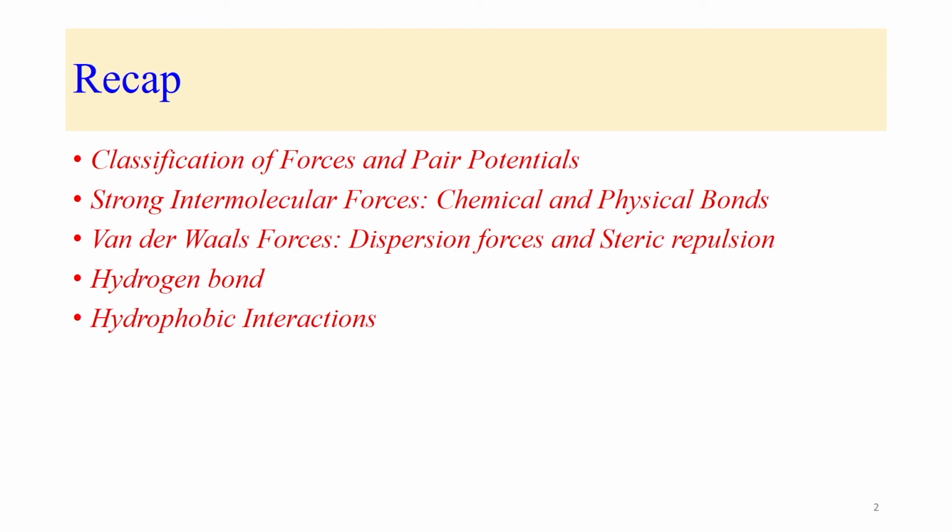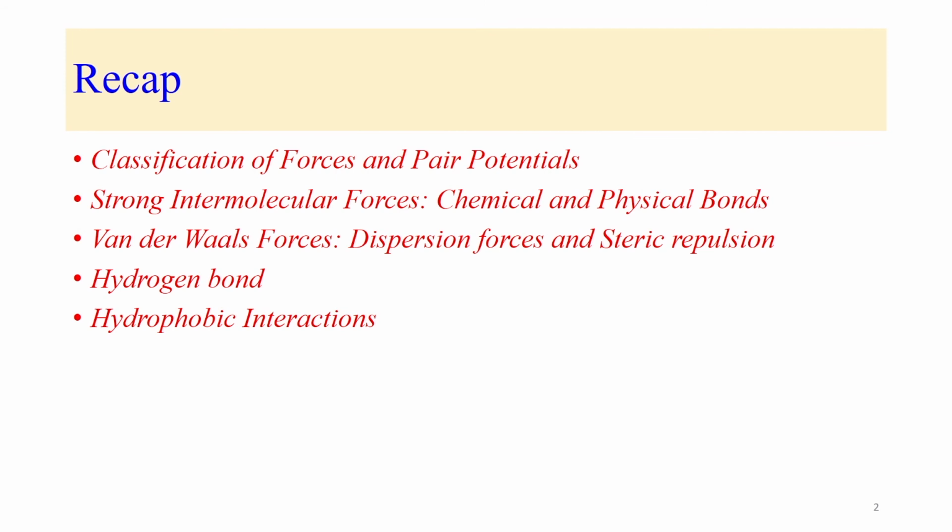Then we decided it was better to classify based on the origin, like electrostatic forces, entropic forces and quantum mechanical forces. Then we discussed in detail the strong intermolecular forces, chemical bond and physical bond. For the chemical bond we considered covalent interactions, and for the physical bond we considered Coulomb's electrostatic interaction between charges, dipoles, and charge-dipole interactions. We also discussed the van der Waals dispersion force as well as steric repulsion. Then we combined them and found the Lennard-Jones potential.